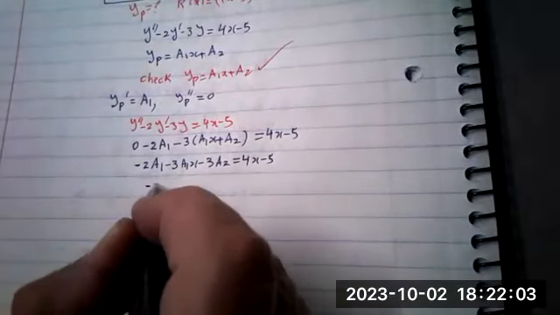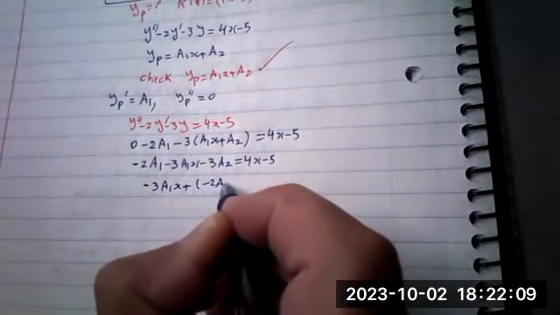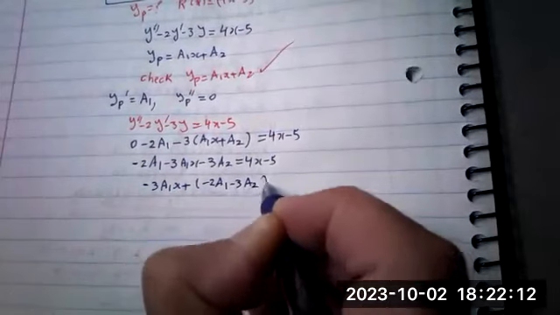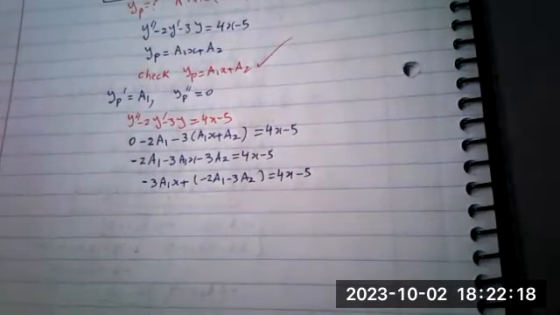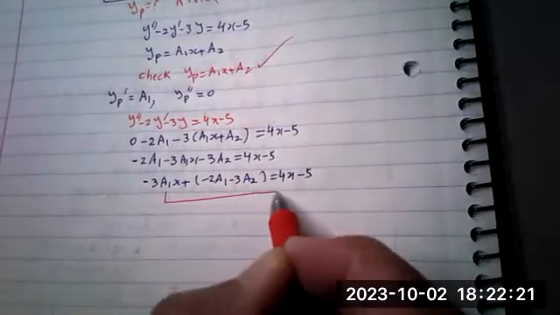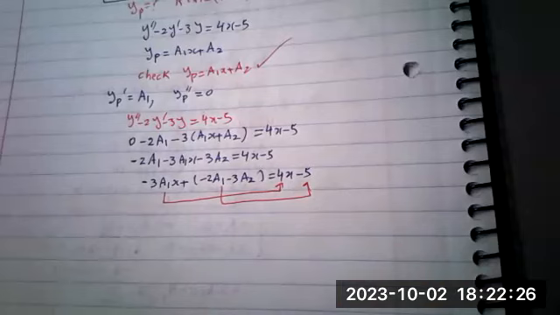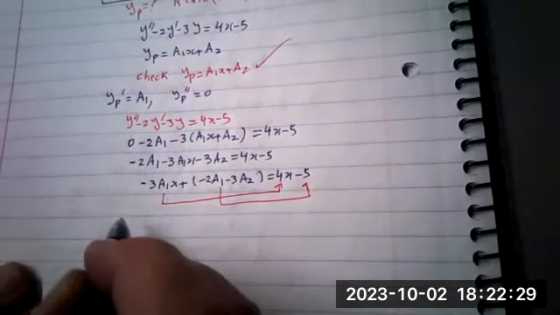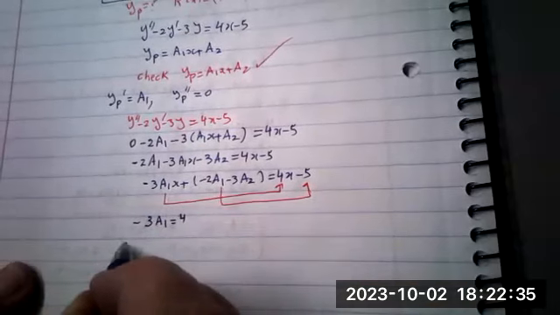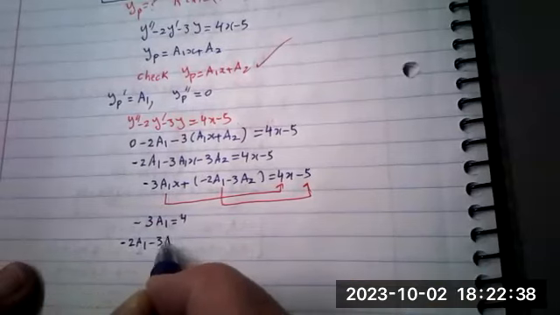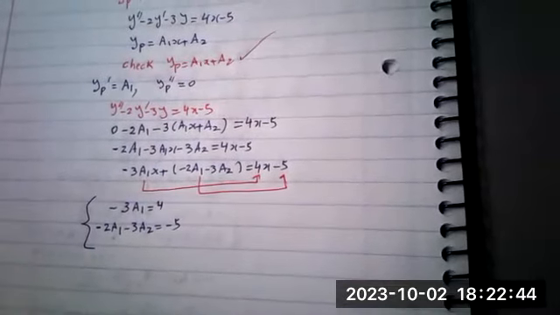Organize it as a polynomial, negative 3a1x. So the constant terms are going to be negative 2a1 minus 3a2. On the other side, we get 4x minus 5. Let the coefficients of the monomials be equal to each other. From the first part, we get negative 3a1 equal to 4. From the second part, we get negative 2a1 minus 3a2 equal to negative 5. This is going to be a system of equations that gives you the two solutions.